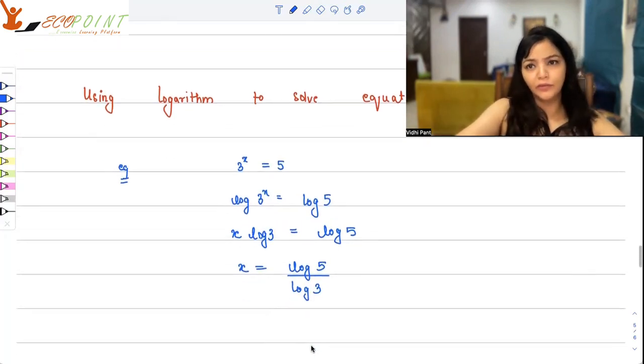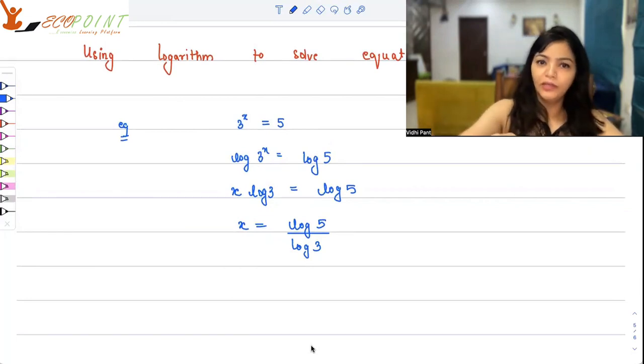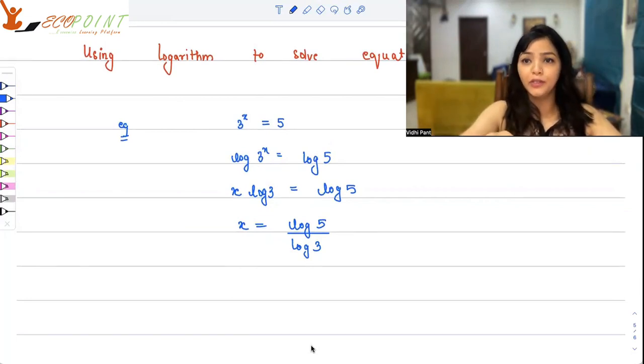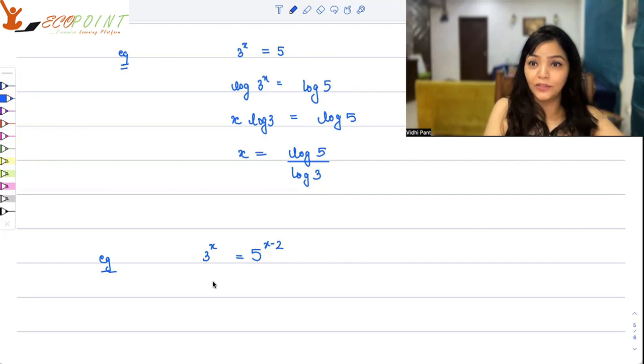And to solve this, we would require a calculator in order to find out the value for log 5 and log 3. But this is how you can make use of logarithm in order to solve an equation. Let me take another example. So let's just tweak this one. Let's now solve for 3 to the power x is equal to 5 to the power x minus 2. So this means I have x on the left hand side also and right hand side as well. So let's take log on both the sides.